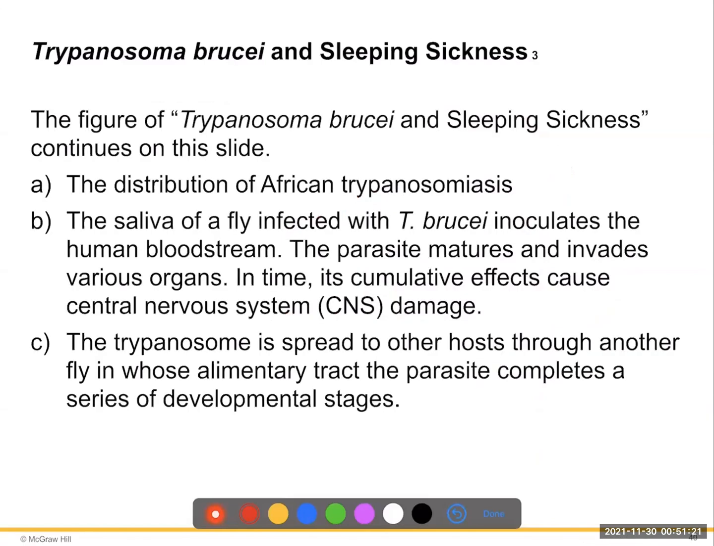Looking at the distribution in Africa, the saliva of flies infected with T. brucei inoculates the human bloodstream. The parasite matures and invades various organs. In time, its effects cause central nervous system damage. The trypanosome is spread to other hosts through another fly. In its alimentary tract, the parasite completes a series of developmental stages. That's how it gets transferred, using humans as another intermediate host too.